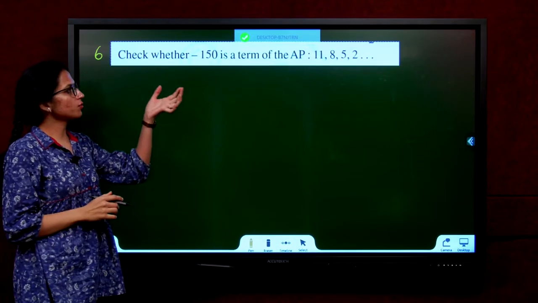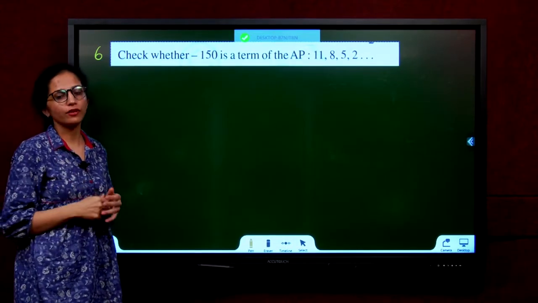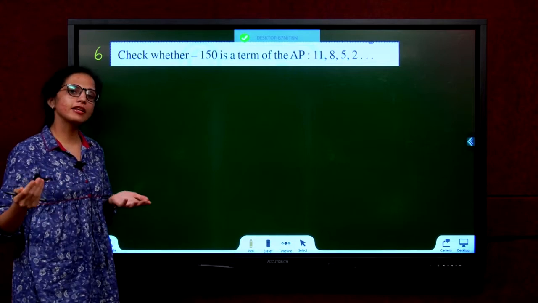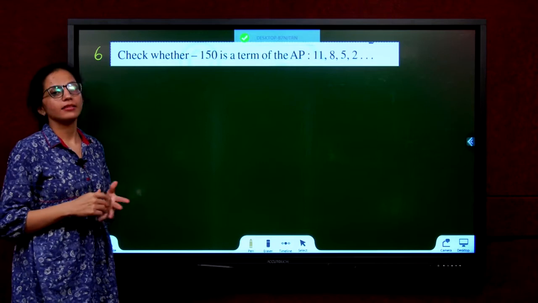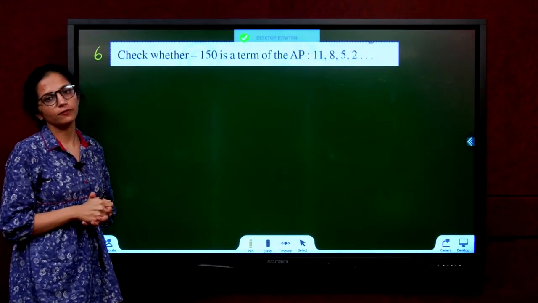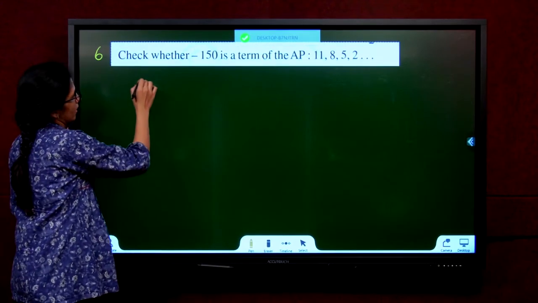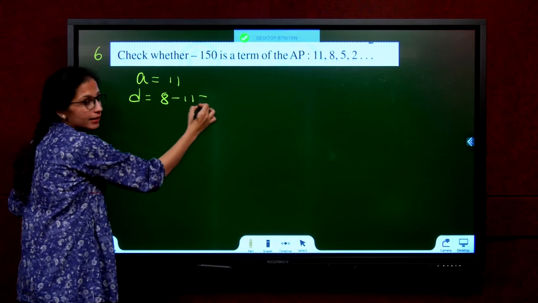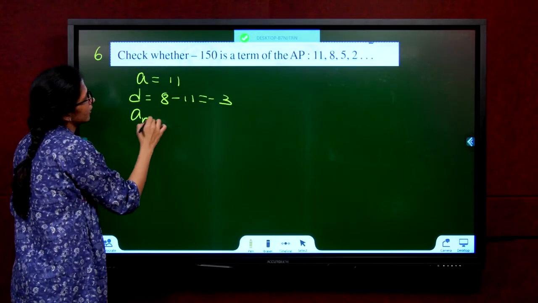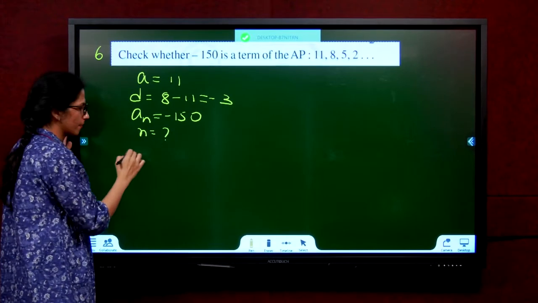Check whether minus 150 is a term of the AP. Whenever they ask check whether, you have to find the value of n. If n is greater than or equal to 1 or n is a positive integer, then yes, it is a term of the AP. If it's not, then it's not a term of the AP. Easy. So A is 11. D is 8 minus 11, minus 3. AN is minus 150. You have to find N.